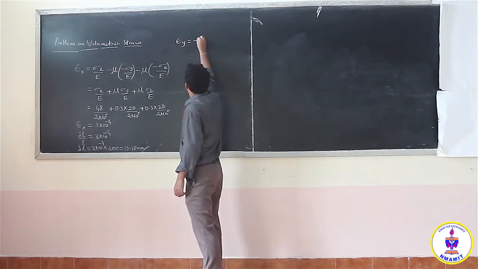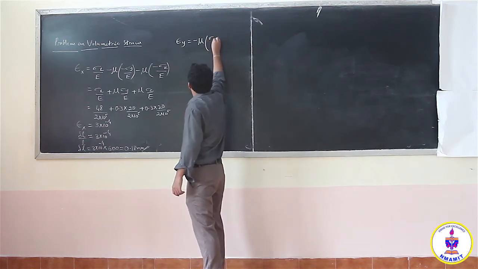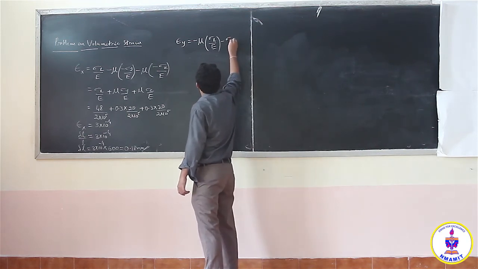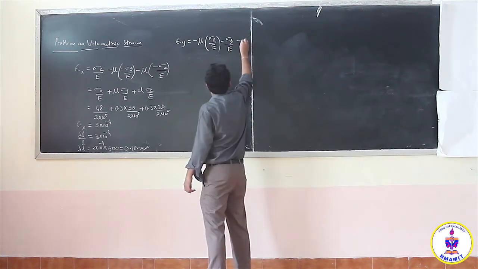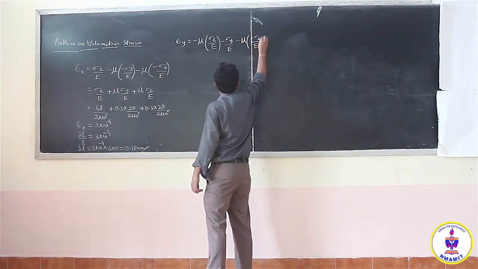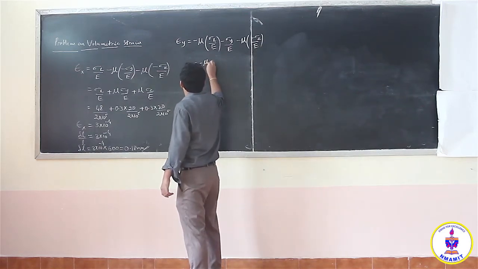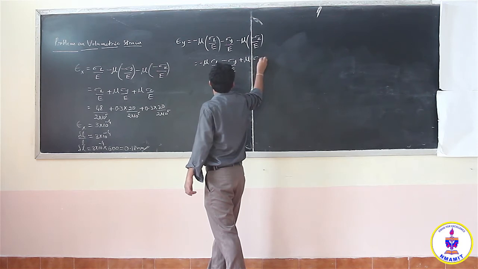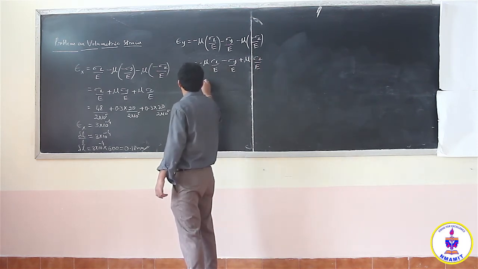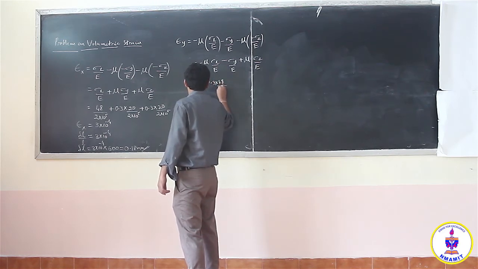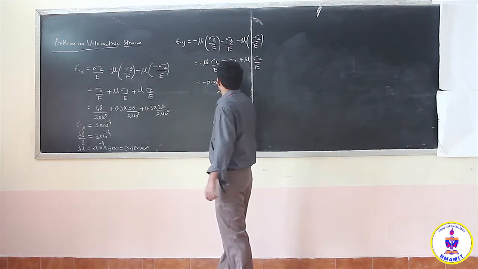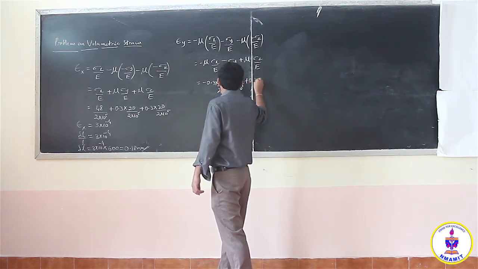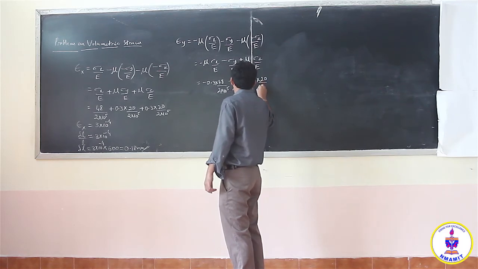Next, after calculating the total strain along x direction, total strain along y direction equals lateral strain due to sigma x. So it is minus mu into sigma x, which is tensile, sigma x by E, minus sigma y by E, minus sigma z by E. So minus mu into sigma x by E minus sigma y by E plus mu into sigma z by E. So minus 0.3 into 48 by 2 into 10 power 5 minus 20 by 2 into 10 power 5 plus 0.3 into 20 by 2 into 10 power 5.